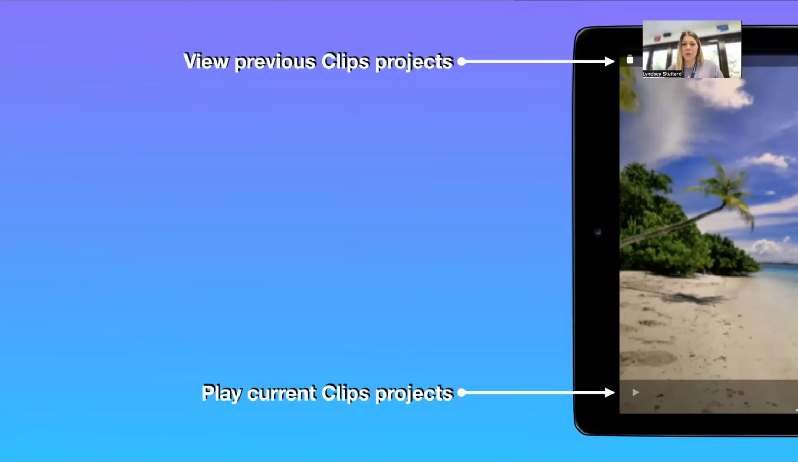And then down at the bottom is where you can play your current clips project. And what will happen is on the screen, you'll see your project play out. And at the bottom, you'll see that progression in the timeline as it moves from clip to clip, from start to finish. And the timeline at the bottom is also where you would select your clips and rearrange the order, sort of shuffle the order around as well.